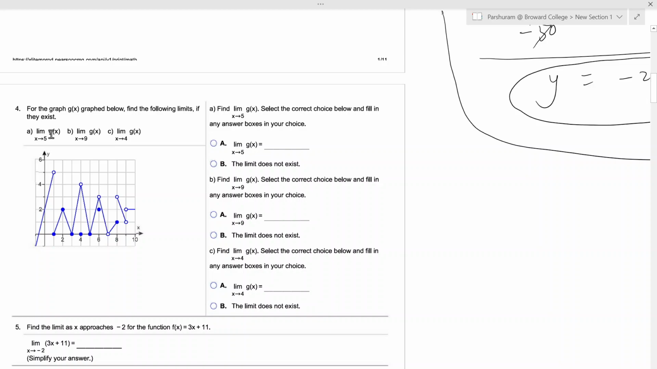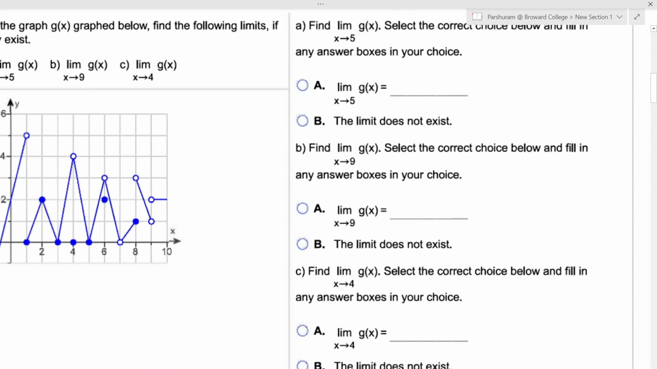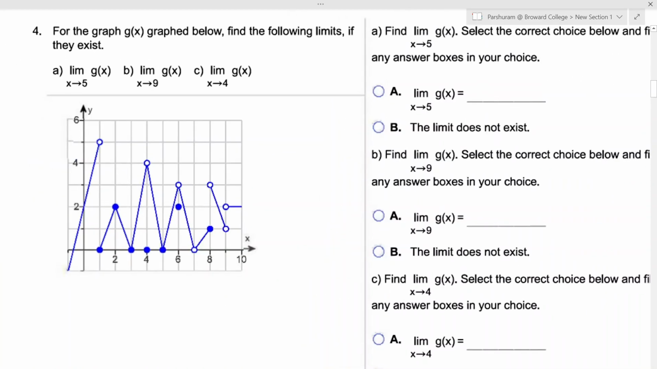The limit of g of x when x approaches 5. Look at the graph and find when x is approaching 5. So this is 5. So the limit of this function from the left side and from the right side is going towards 0. So that's why the limit is 0 here. The left hand limit and the right hand limit, as x approaches 5 from the left side and right side, both of them are going towards 0. That's why the limit is 0.